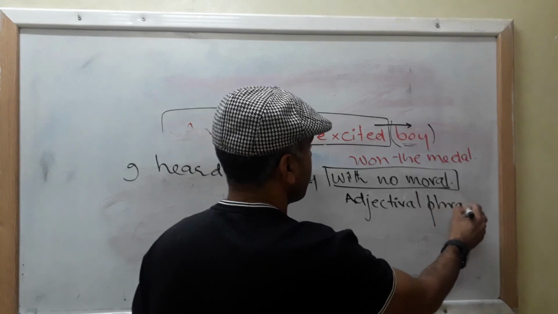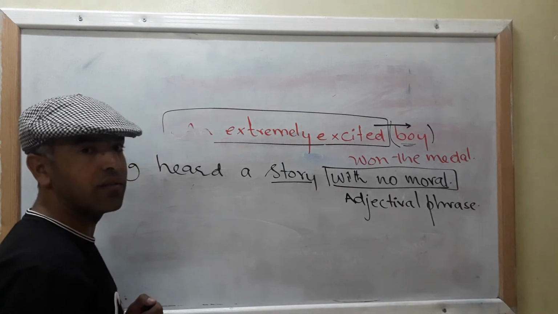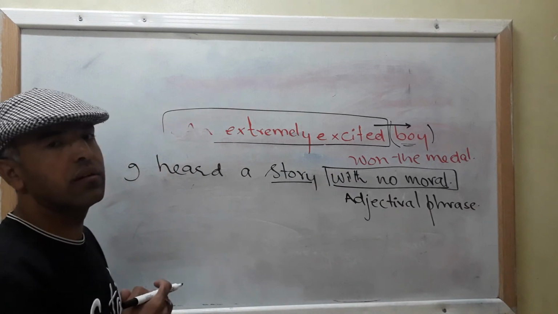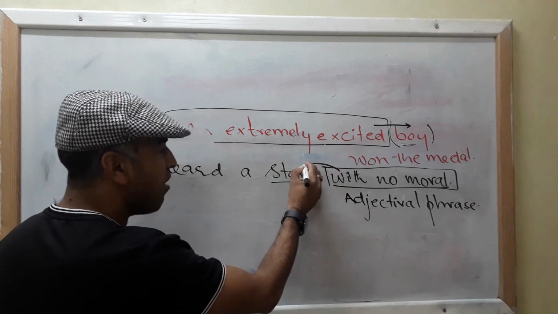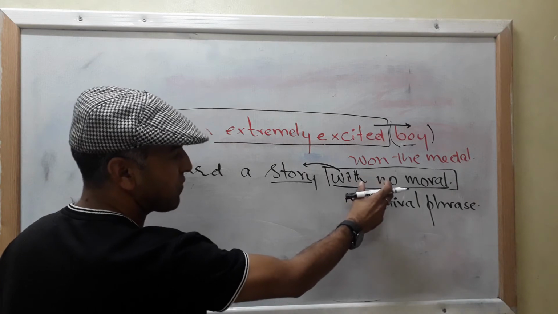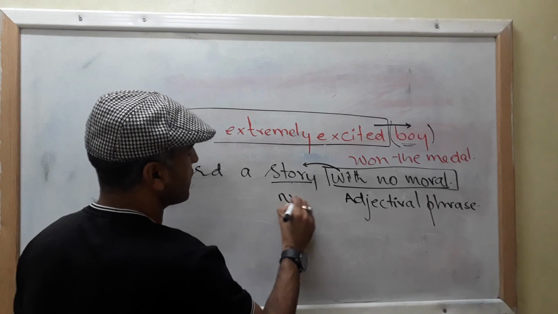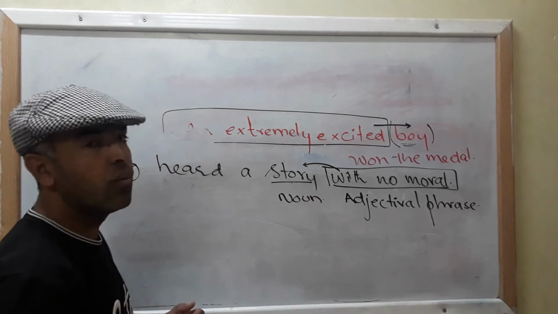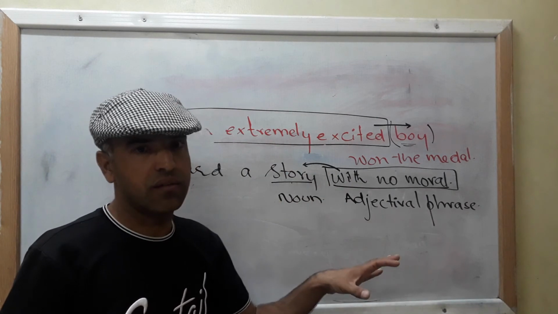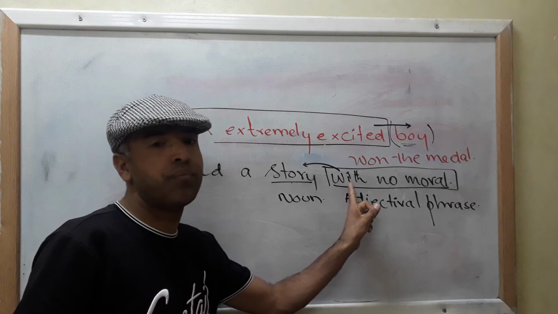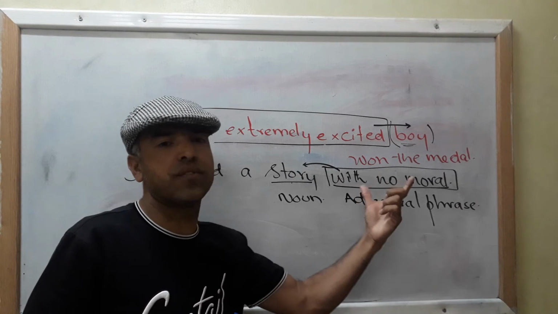Adjectival phrase. You don't find any adjective, but it is functioning as an adjective. How? I heard a story. What type of story? With no moral. Now this part of the sentence, this group of related words, is telling you something about your noun, that is story. And what I told you is that sometimes your adjective phrase starts with a preposition. Clear? It starts with a preposition.